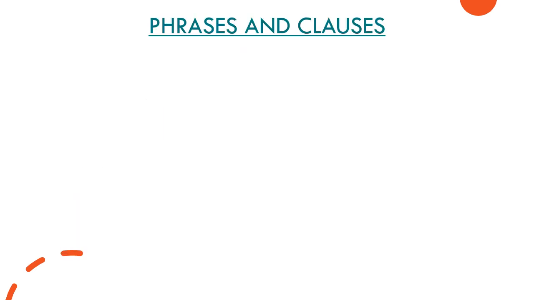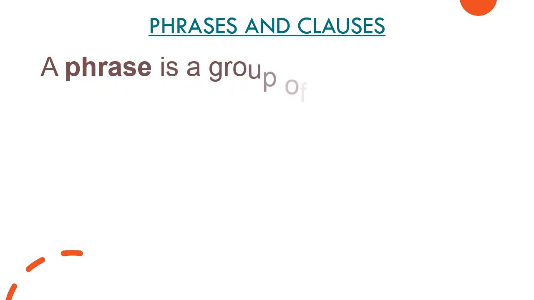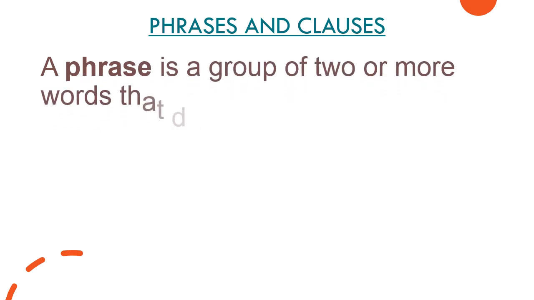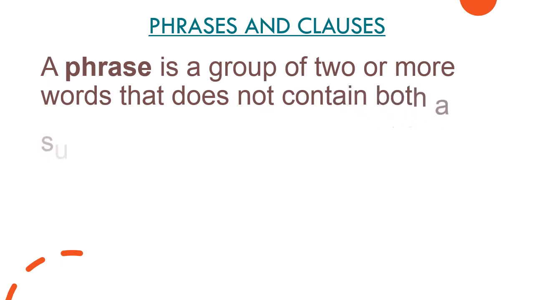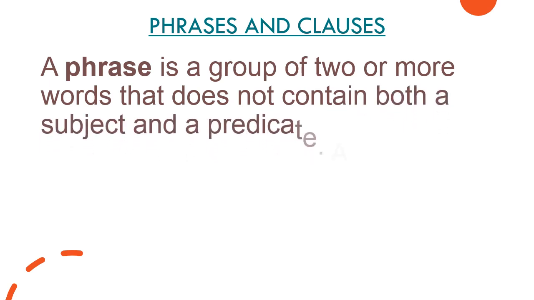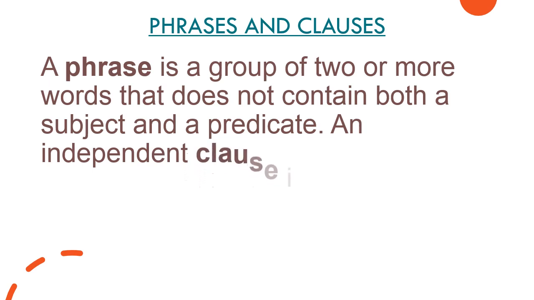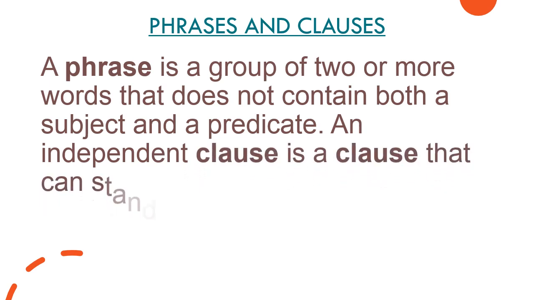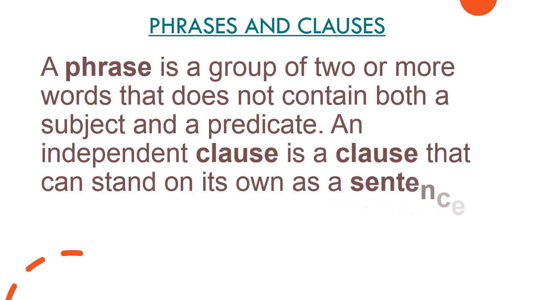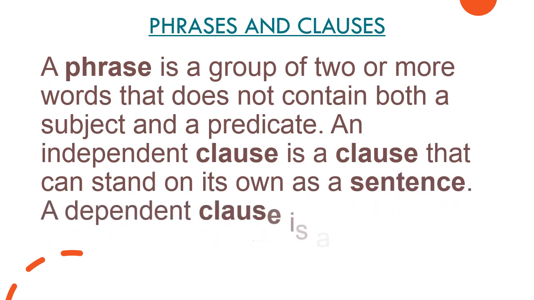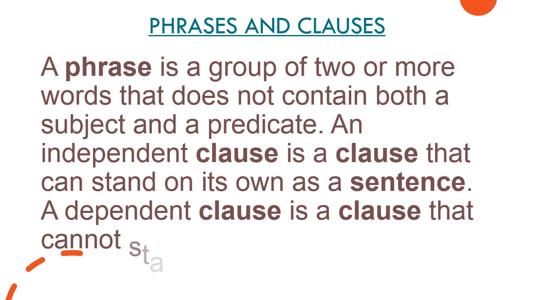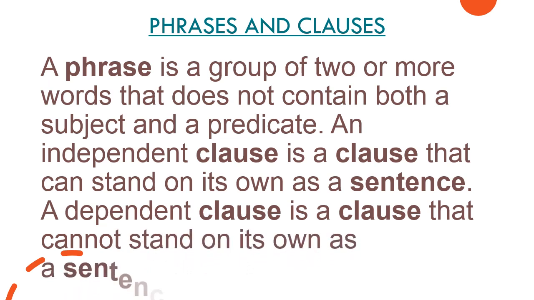So here I am going to tell you what are phrases and clauses. To make it very clear in your mind, let's quickly have a deep study of what phrases and clauses are. So a phrase is a group of two or more words that does not contain both a subject and a predicate. An independent clause is a clause that can stand on its own as a sentence. A dependent clause is a clause that cannot stand on its own as a sentence.